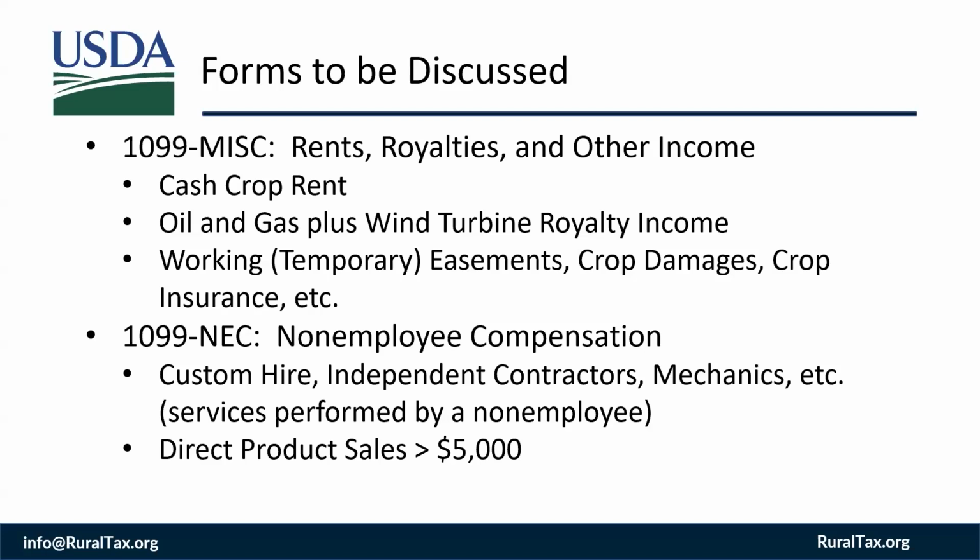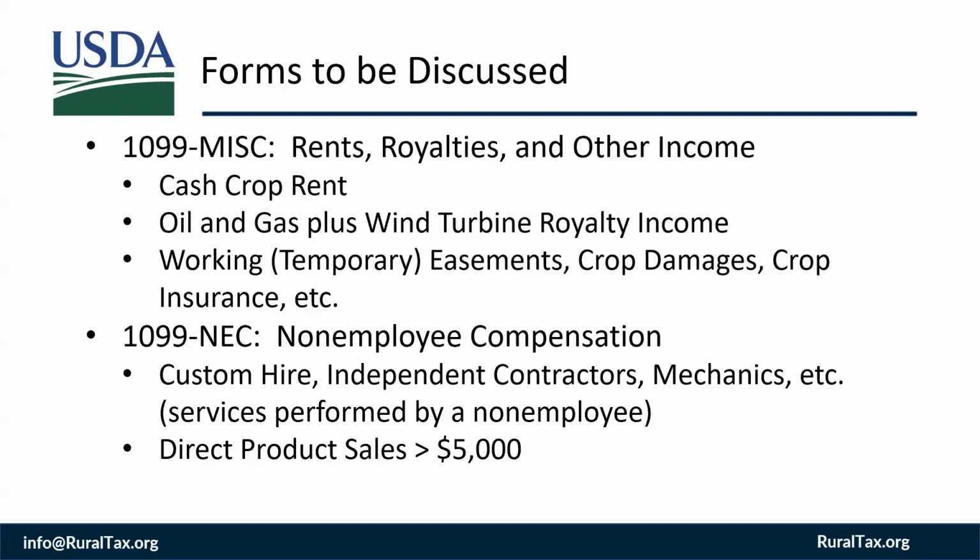If you're renting farmland, you may be paying an individual, and you'll have to provide a 1099 miscellaneous to that individual. If it's royalties, oil and gas, wind turbines, the company will provide you a 1099 miscellaneous for the royalties that you receive. Also, working easements, these are temporary easements, crop damages, crop insurance, a variety of other items will show up on a 1099 miscellaneous form.